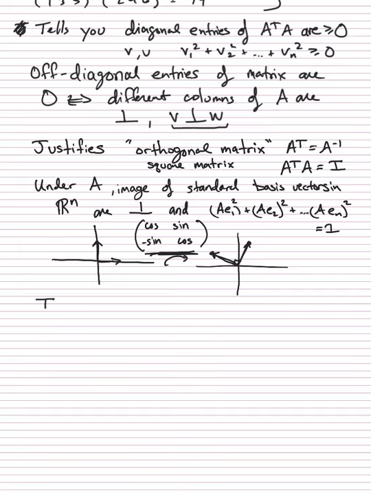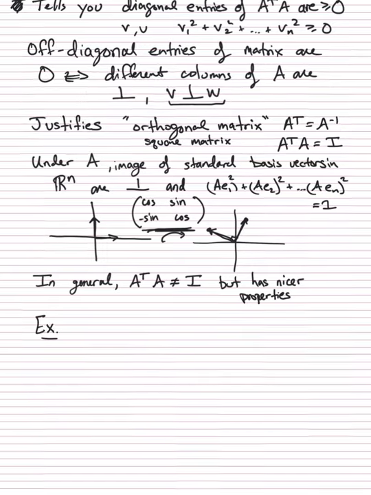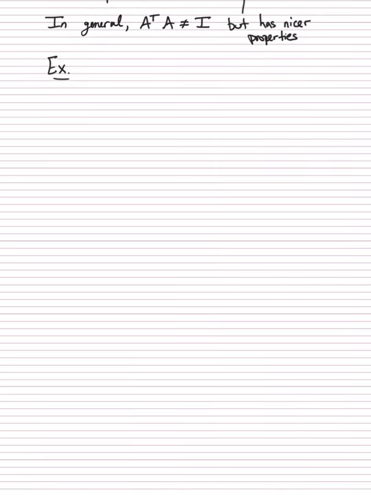In general, of course, A transpose A is not the identity, but it's still nice. It has nicer properties than A, even if A is a square matrix. We'll see this soon when we talk about eigenvalues and diagonalizing matrices.